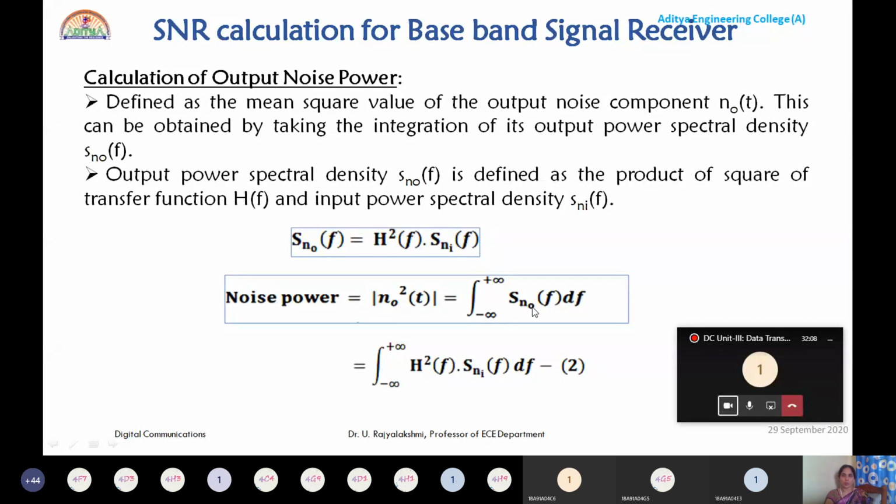But what is the relationship between output PSD and input PSD? Output PSD is the product of the square of the transfer function of the filter and S ni of f. What is S ni of f? The power spectral density of the input noise signal. So at last you can conclude the noise power expression as the integral from minus infinity to plus infinity of S n0 of f df, which is equal to the integral from minus infinity to plus infinity of H square of f into S ni of f df. Please take it as equation 2, and equation 1 is the output signal power, which you got as A square t square by tau square.